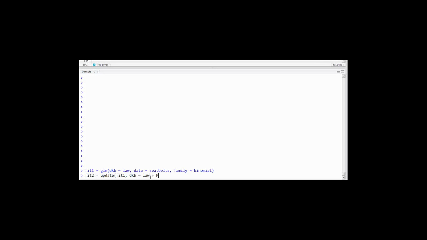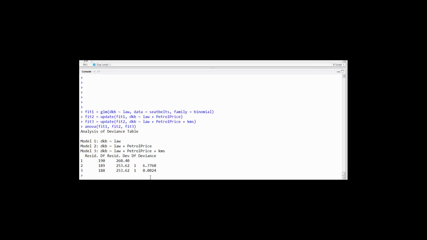And then fit 2 is update fit 1, and we want this plus petrol price. Fit 3 is going to be the update of fit 2, plus we're going to add kilometers. Okay, now let's do ANOVA of fit 1, fit 2, fit 3.